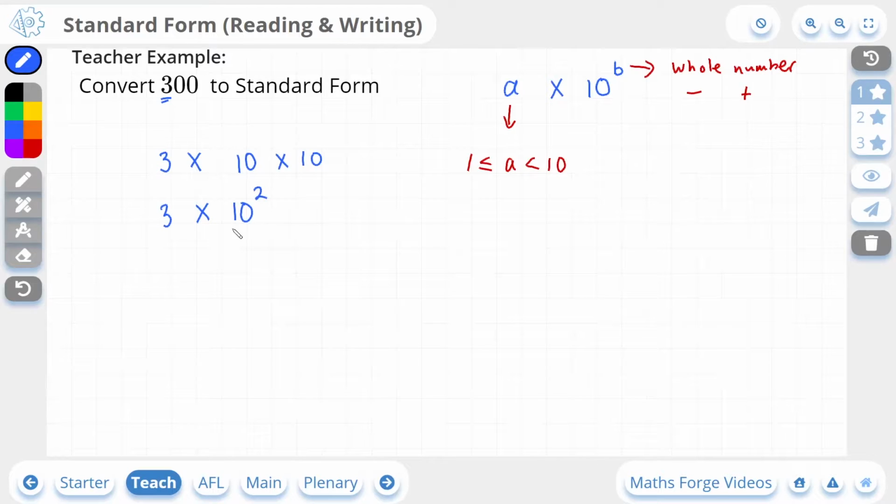Now this number here, 3 times 10 to the power of 2, is written in standard form. The first number is between 1 and less than 10, and this second number here is 10 to the power of an integer. So this is definitely written in standard form. A quick way of doing this as well is just taking the first number and multiplying it by 10 to the power of how many zeros you have. However, it doesn't always quite work in this way because you're not always going to have a single number followed by a bunch of zeros. So if we check our answer, there it is.